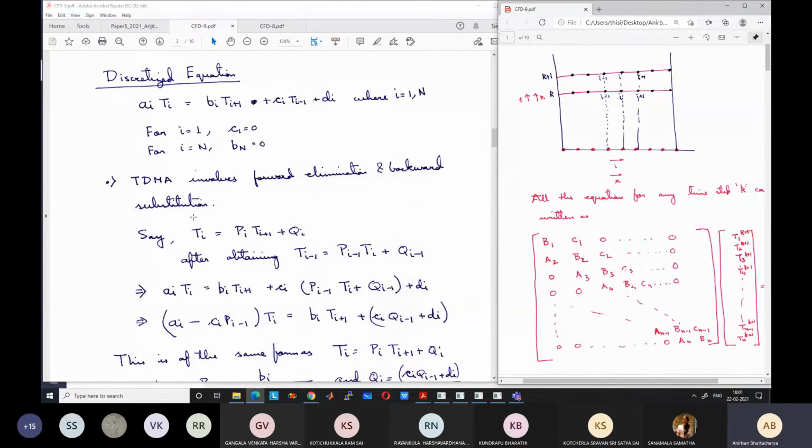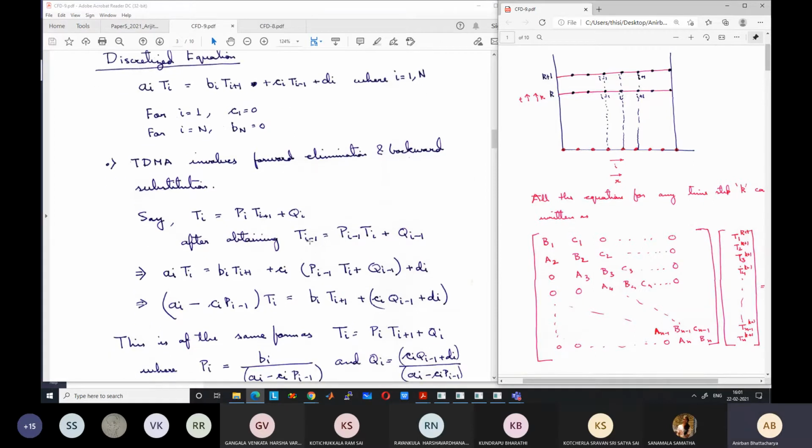When can it be written? After we have already performed the previous step, we have found that T_{i-1} is equal to p_{i-1} T_i plus q_{i-1}. The previous step, meaning the i minus 1 step, we have already done, and it gives us T_{i-1} equal to p_{i-1} T_i plus q_{i-1}. We are assuming this is already found, and if this is known, we will be able to find the next one.